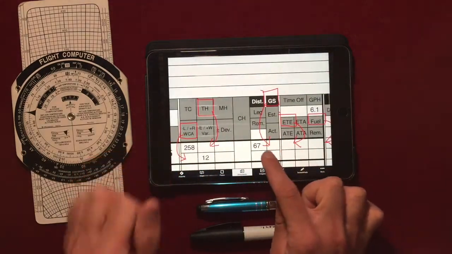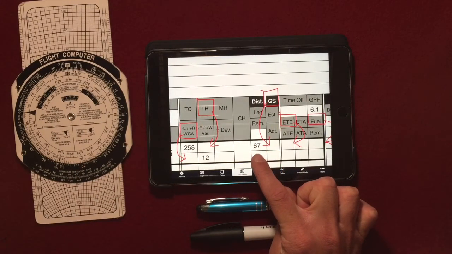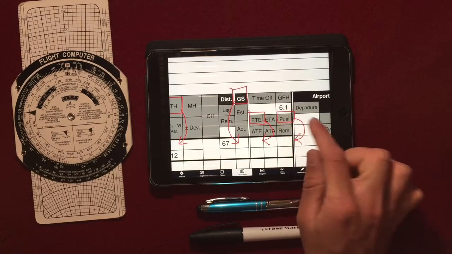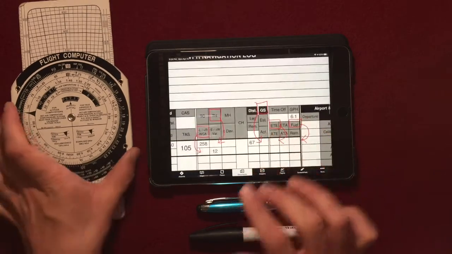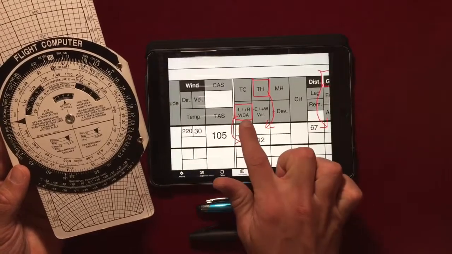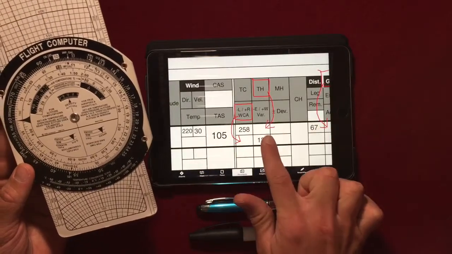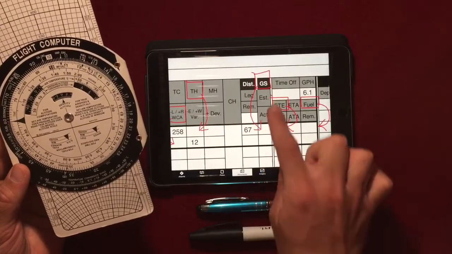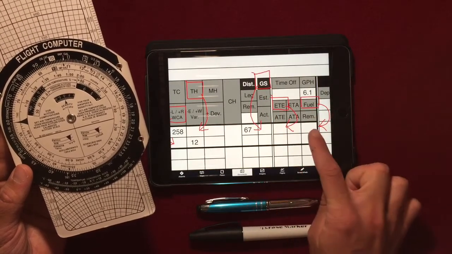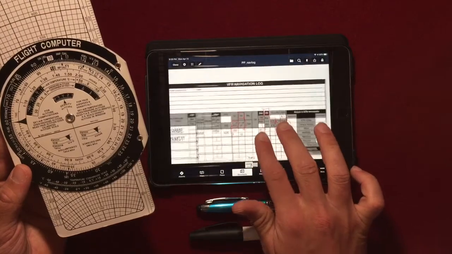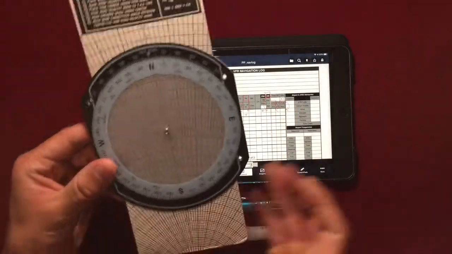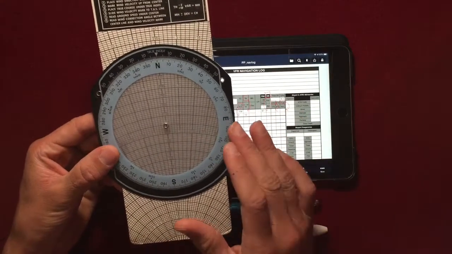We also have our distance, which is 67 nautical miles, and we have our fuel burn, which is 6.1 gallons per hour. Using the E6B, we will be able to calculate our wind correction angle, which will give us our true heading. We'll also be able to calculate our ground speed, our estimated time en route, and the fuel that we will burn. The way to use the E6B when planning is you start on the wind side.